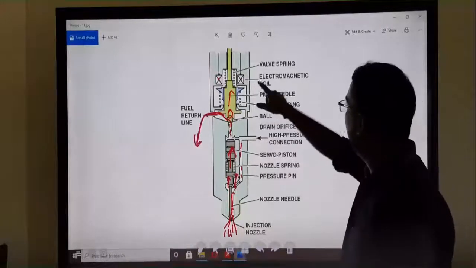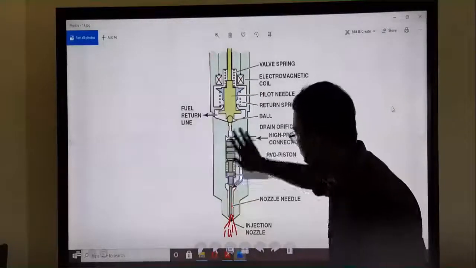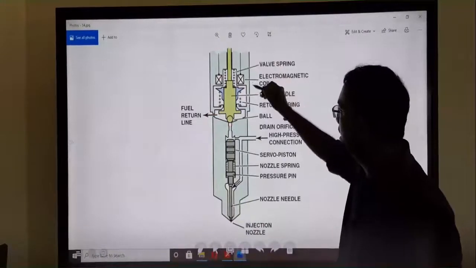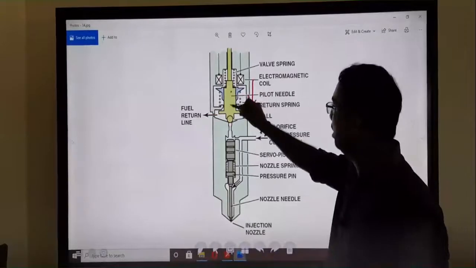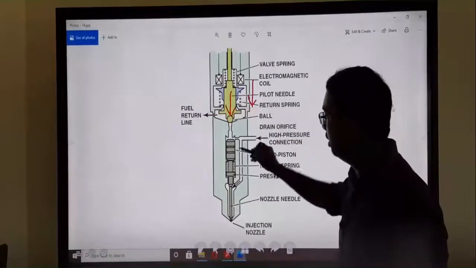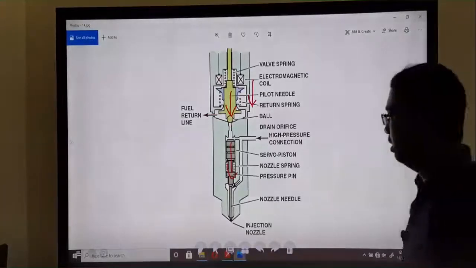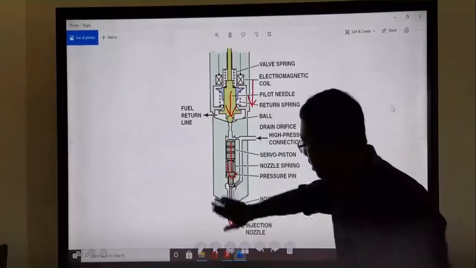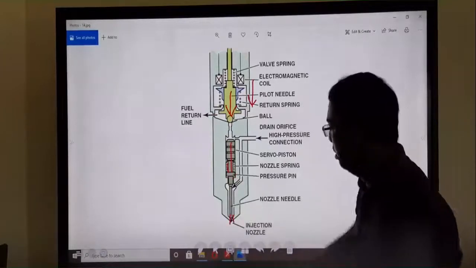Then there is a return spring. After this injection, the return spring lets it return to its starting position. So then this pilot needle comes to its starting position. That nozzle spring also arrives at its earlier position. Then this path is fully closed.